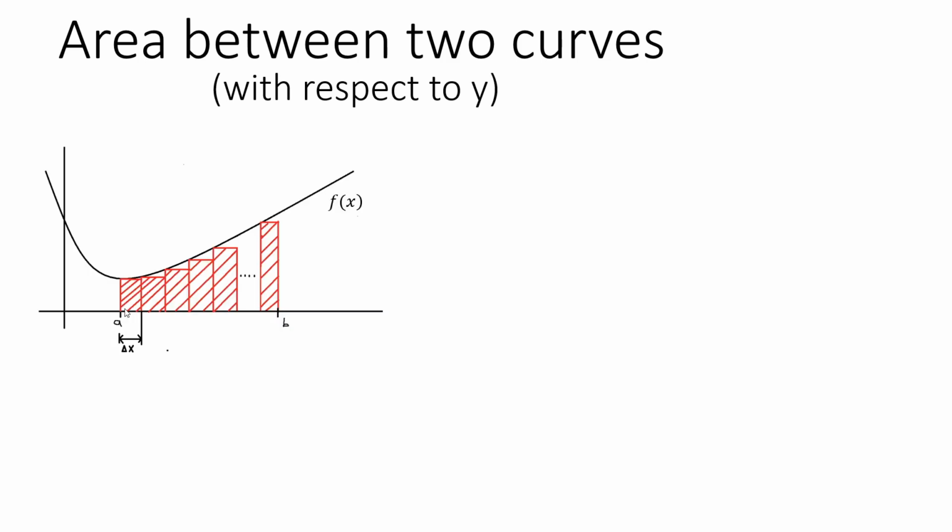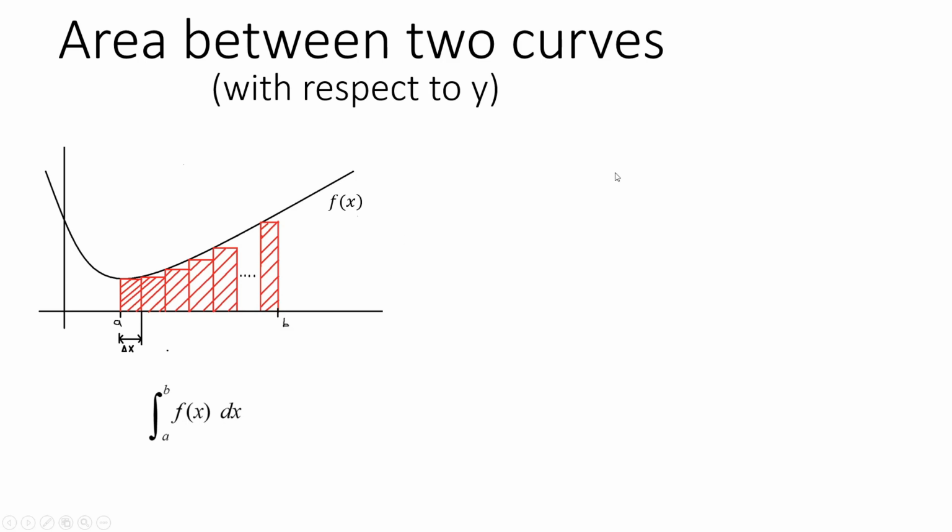So today's lesson is area between two curves with respect to y. In last lesson, we talked about area between two curves with respect to x. For example, the area is formed by stacking vertical rectangular shapes along the x-axis, and we call that a definite integral from a to b of f of x dx.